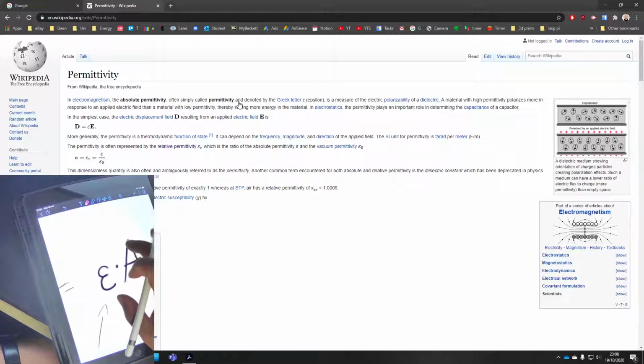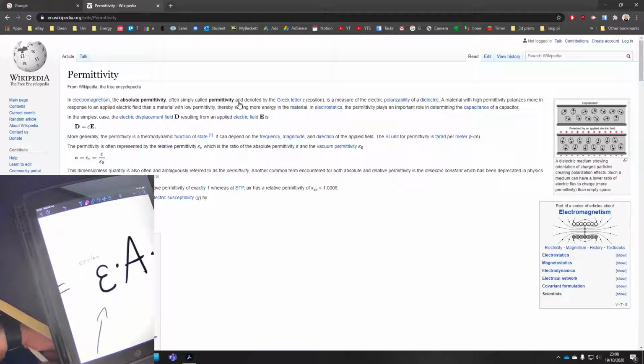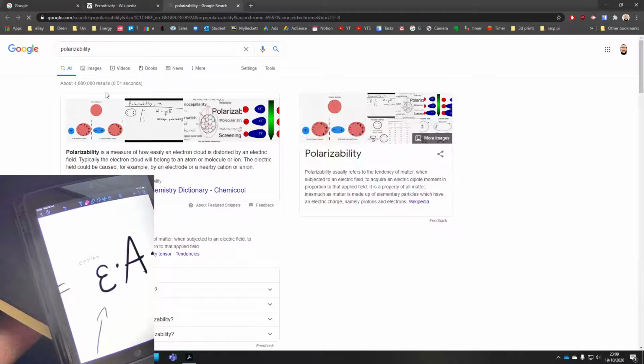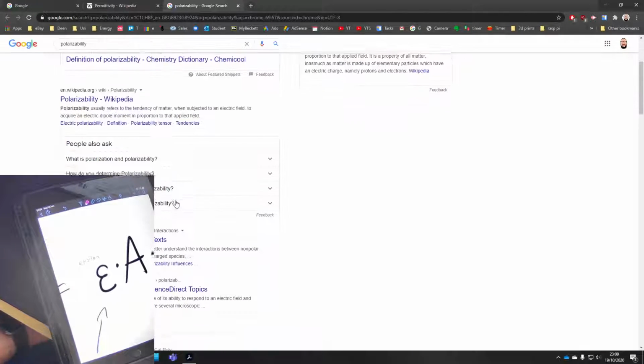Okay, so epsilon is a measure of the electric polarizability. How do you say that word? Polarizability. You've got polarize and ability. Let's see how to pronounce that, because I'm going to say it on YouTube 50 times. May as well pronounce it correctly.